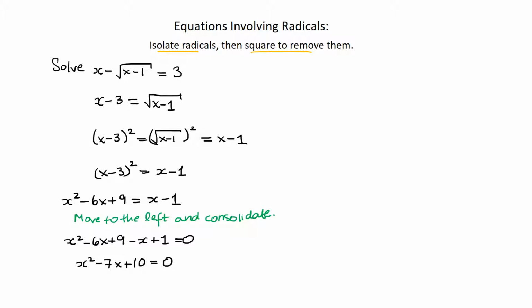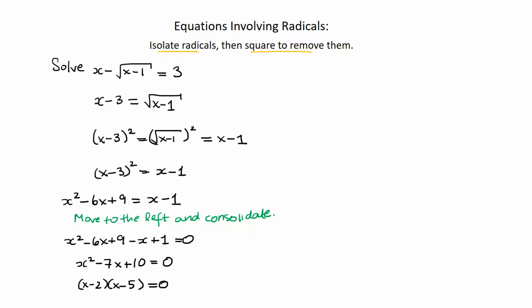Okay, this expression is pretty straightforward to factor. If we look at the factors of 10, we have 2 and 5, or negative 2 and negative 5. So we're going to use x minus 2 times x minus 5. You can double check this by multiplying out.